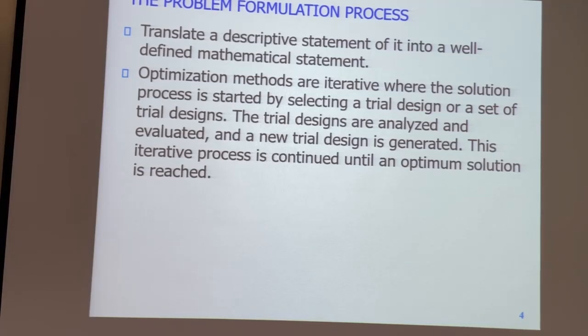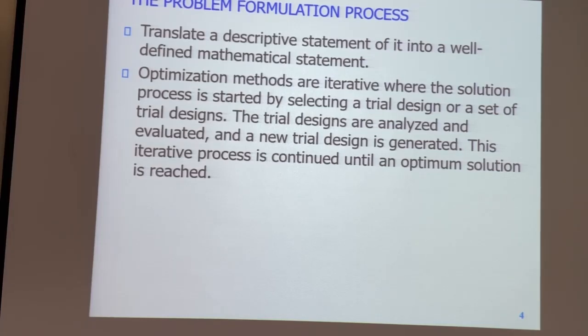Kaiser, could you read the second? Optimization methods are iterative where the solution process is started by selecting a trial design or a set of trial designs. The trial designs are analyzed and evaluated and a new trial design is generated. This iterative process is continued until an optimum solution is reached. So Kaiser, I would suggest, optimization methods are iterative. Take a breath. Where the solution process is started, take a breath, by selecting a trial design or a set of trial designs.